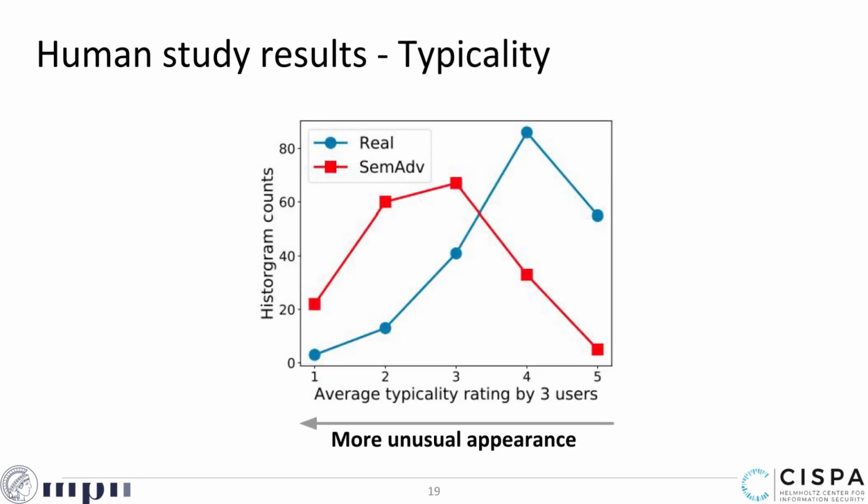We also asked humans to rate the typicality of the appearance of the object on a scale of 1 to 5, with 1 being very rare and 5 being very typical. Human judges found that our semantic adversarial data has more unusual appearance compared to the original test data, as seen in this graph. This evaluation verifies that our system generates hard examples with atypical appearance while still looking plausible to the human eye.